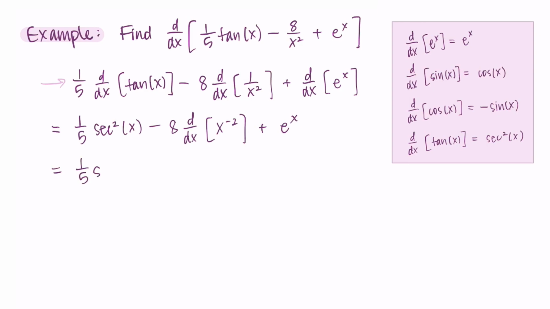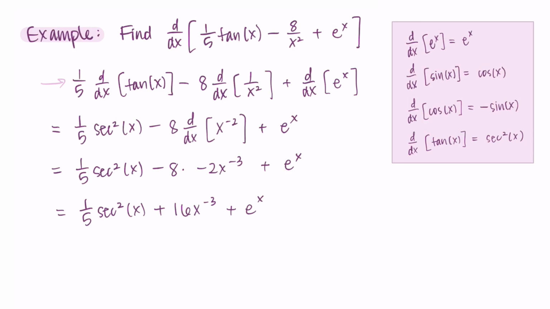So writing that all out, my next step is just to take that last derivative. The derivative of x to the negative 2 power is negative 2x to the negative 3, again using power rule, and now we just simplify. So I have 1/5 secant squared x plus, it becomes a plus with the minus minus, 16x to the negative 3rd power plus e to the x.